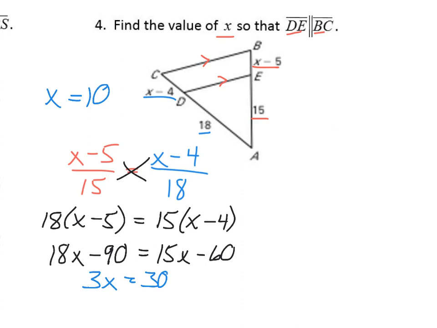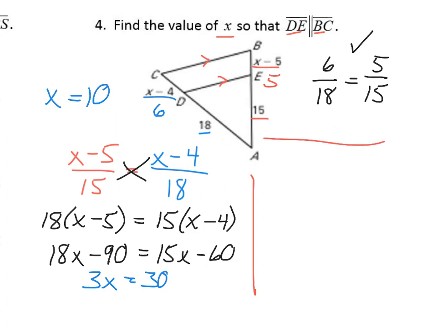So it looks like my other side lengths here are going to be 6, and up here I'm going to have 5. So if I were to plug these back into my proportion, I'm going to have 6 over 18, which is going to give me 1 over 3, and 5 over 15, which is going to give me 1 over 3. So this does work out. Last thing I want to point out is actually another way we could have set this up.